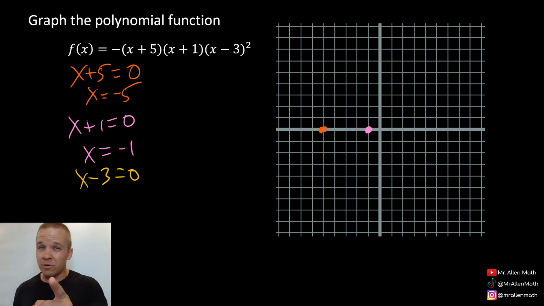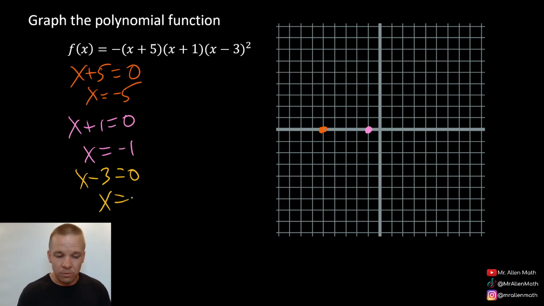All right, next one, x minus 3 equals 0. We'll deal with that squared in just a sec. I'm going to get x equals 3. So we've got 3 right here. Now, when it's squared like that, what happens is it bounces off that point rather than going through.